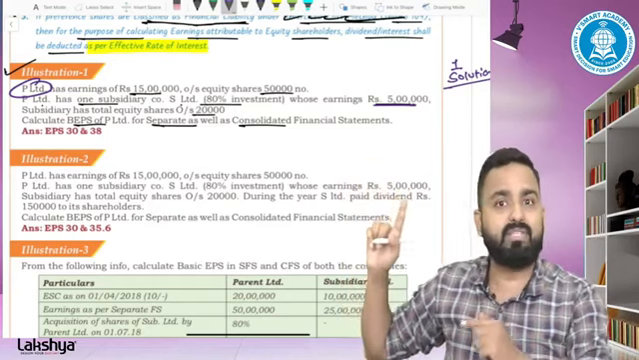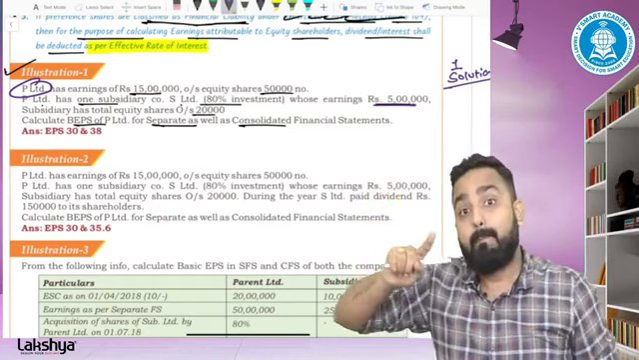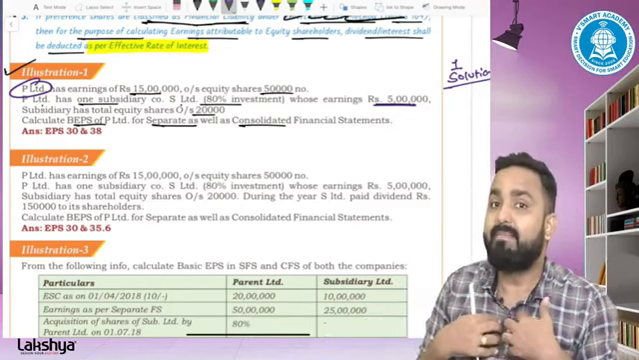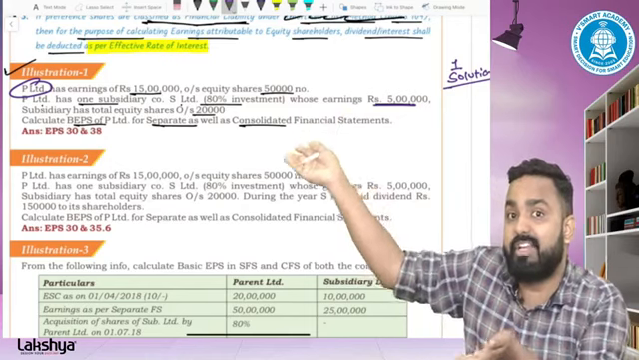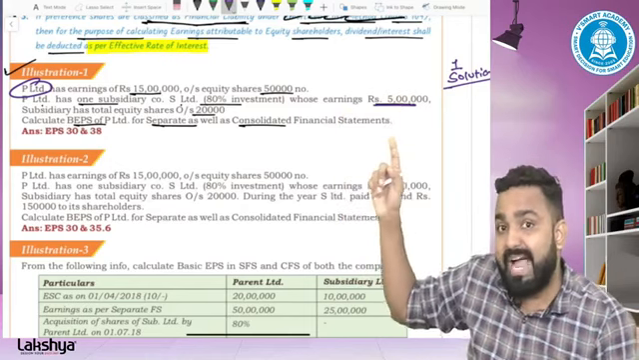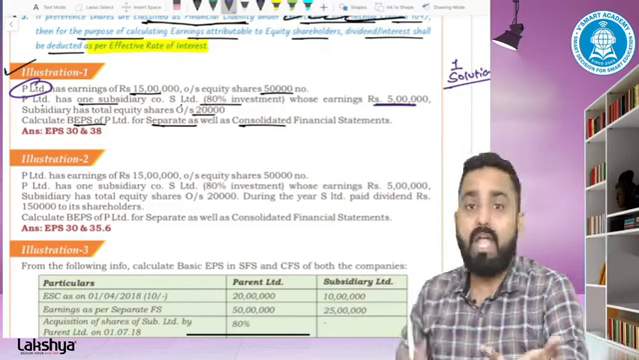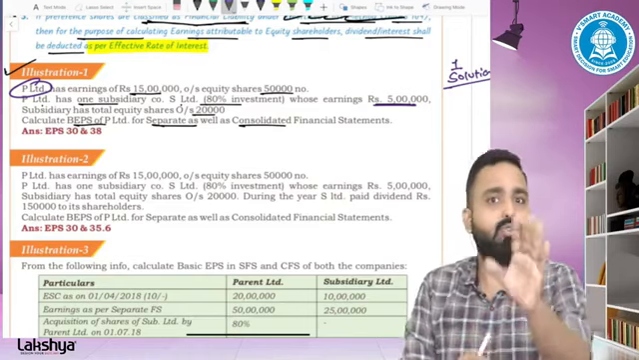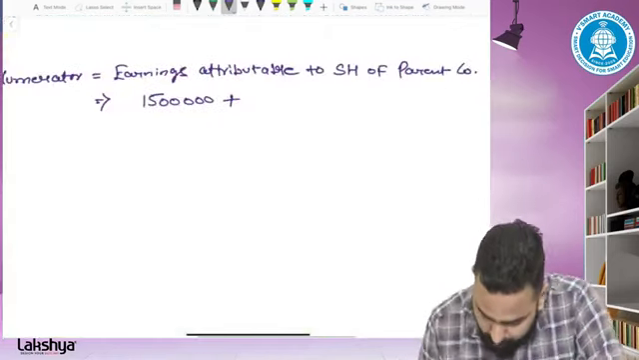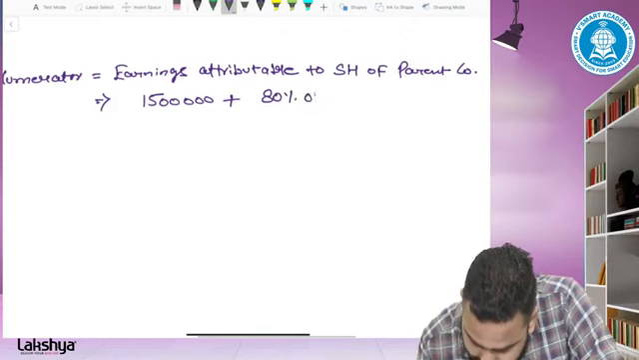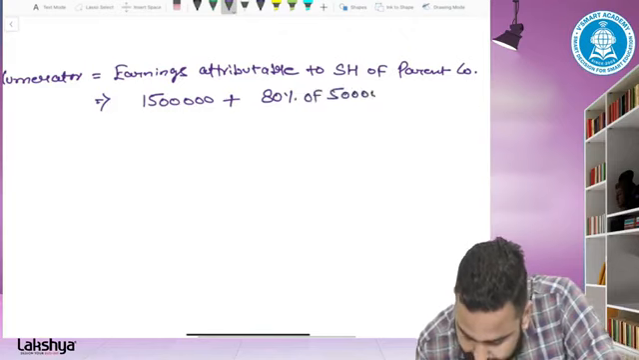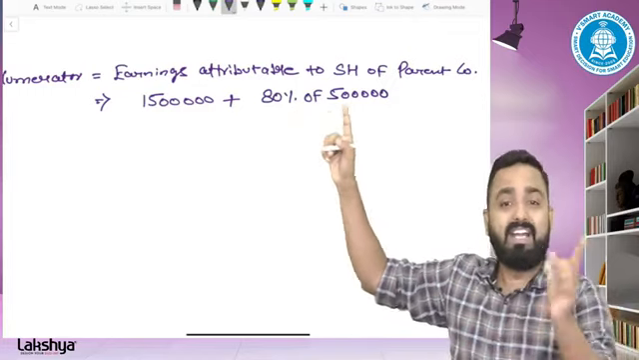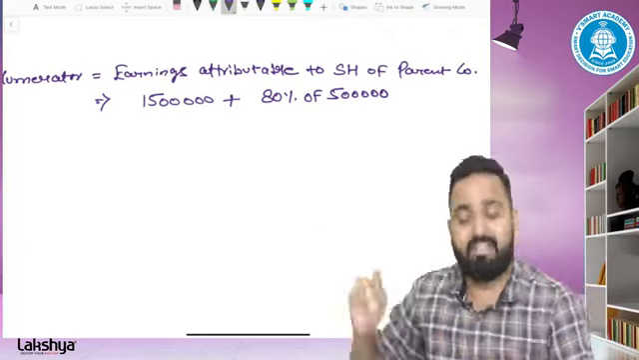Since 5 lakh is earned by the subsidiary and P Limited is the shareholder of the subsidiary, P Limited is having 80% investment in the subsidiary. So definitely out of this 5 lakh, 80% belongs to P. And 80%, that means 4 lakh, belongs to P, it must belong to the shareholders of P. Because the rest 20% belongs to NCI.